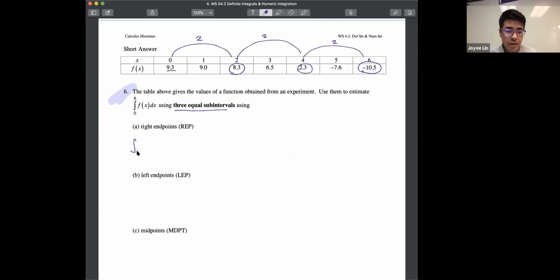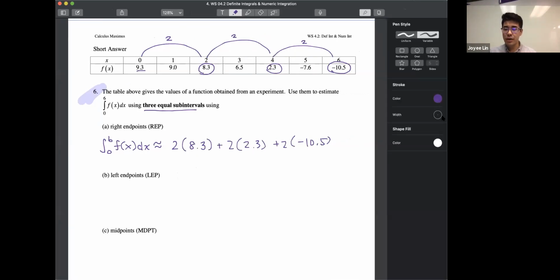So first of all, you put the symbol, right? Integral from 0 to 6 of f of x dx. And if you're going to handwrite it, use these approximation symbols, and then they will award you credit if you can show them that you're multiplying something to get a rectangle, right? So we need a base. Our base is 2, and our height is 8.3 for the first one, plus 2 times 2.3 plus 2 times -10.5, right? If you can show that you have the two sides equal and you use some sort of product and then you add things up, you should get full credit for that one.